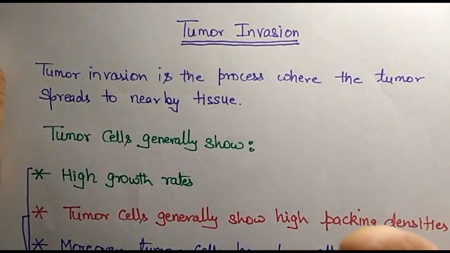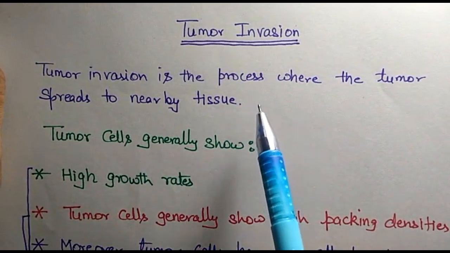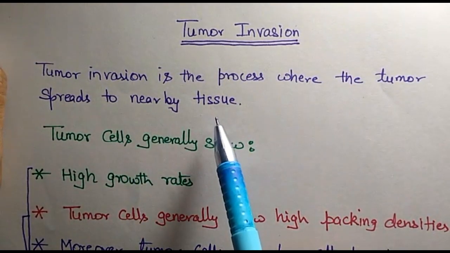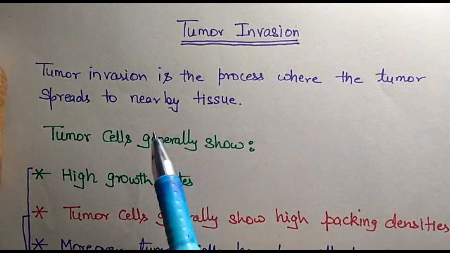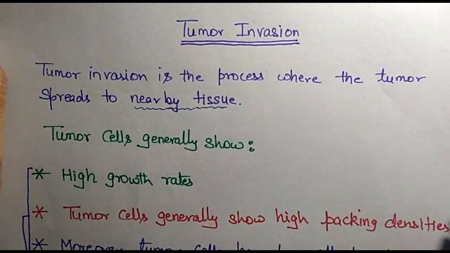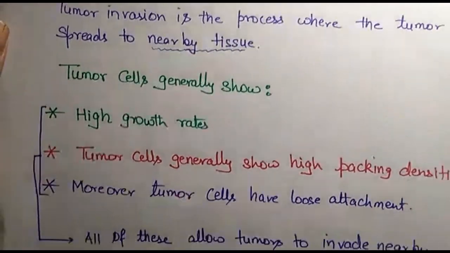Now what is tumor invasion? Basically, tumor invasion is the process where the tumor spreads to the nearby tissue. Now what is the meaning of these words nearby tissue? Well, before we actually understand nearby tissue, let us first understand that tumor cells have generally some properties.